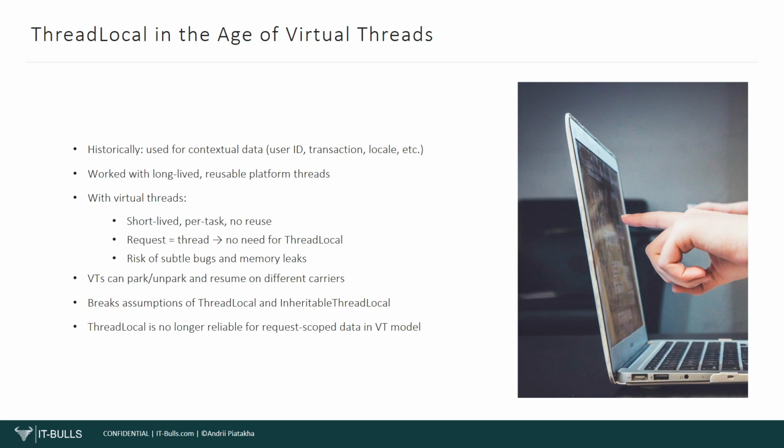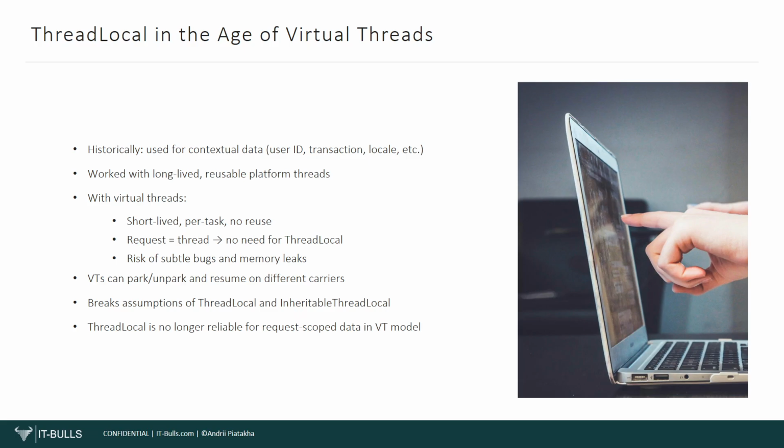However, with the introduction of virtual threads, this design becomes problematic. Why? Because virtual threads are cheap and short-lived. We create them per task, and they are often discarded immediately afterwards. As a result, using ThreadLocal for request-scoped data no longer makes much sense. The thread itself is the request. There is no reuse, no shared thread pool, and therefore no need to attach state to the thread's lifecycle. More importantly, relying on ThreadLocal in this context can introduce subtle bugs and memory leaks, especially when developers assume the thread persists beyond the task, which it doesn't.